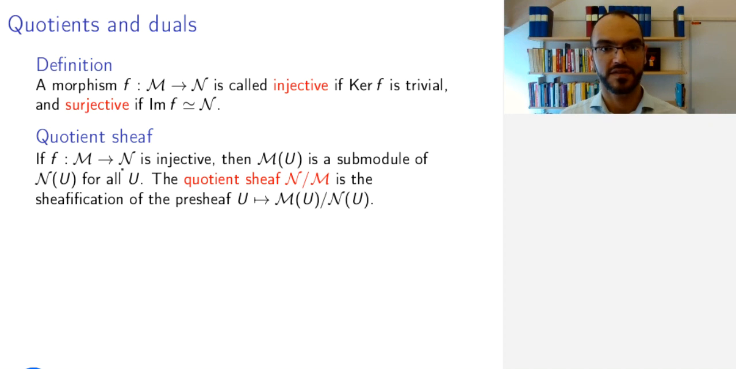So if you have an injective map, then by what I just said, you can view M of U as a submodule of N of U for each U. And so you can take the quotient module N of U mod M of U. And this is in general not a sheaf, it is a pre-sheaf. So by sheafifying it, you get what you call the quotient sheaf.